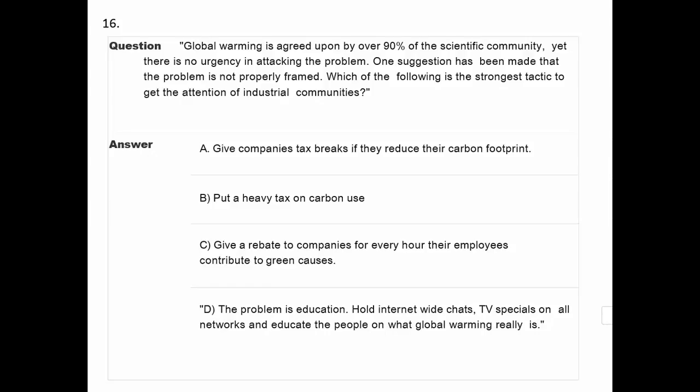That's about gain too. The problem is education. Hold internet-wide chats, TV specials on all networks, and educate the people on what global warming really is. So that's neither pain nor gain. One could argue it's gain because it's gain in education, but that's more about crossing the chasm. So we know that pain is the toughest thing. So the answer is B.